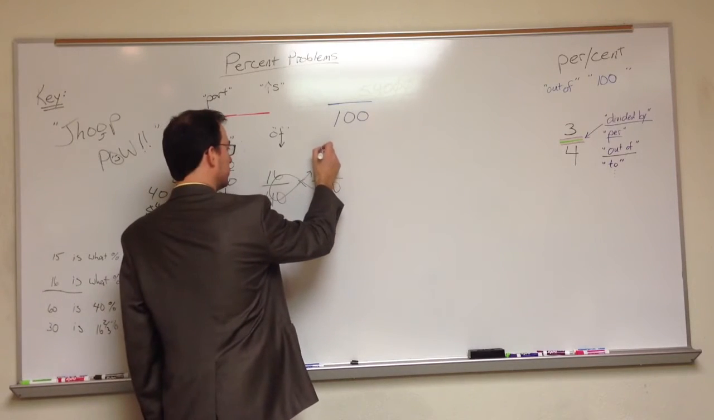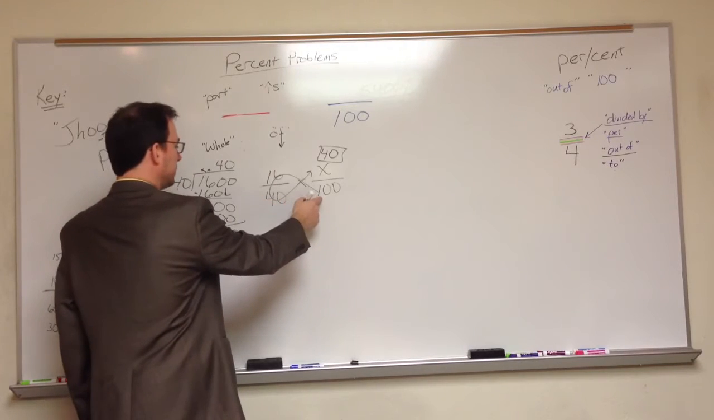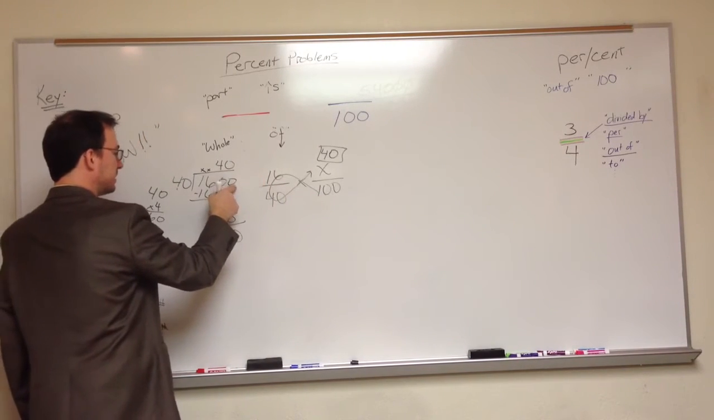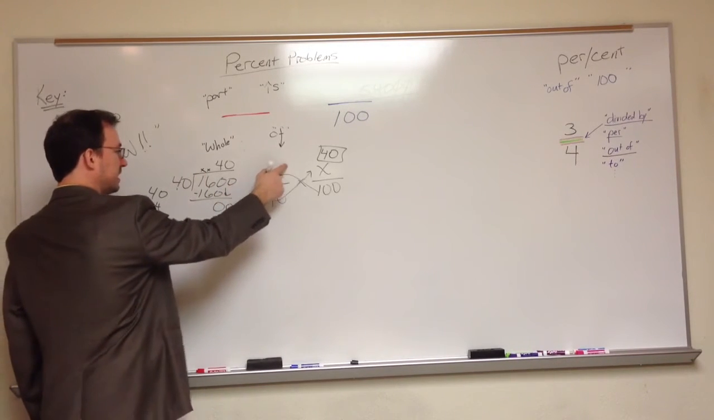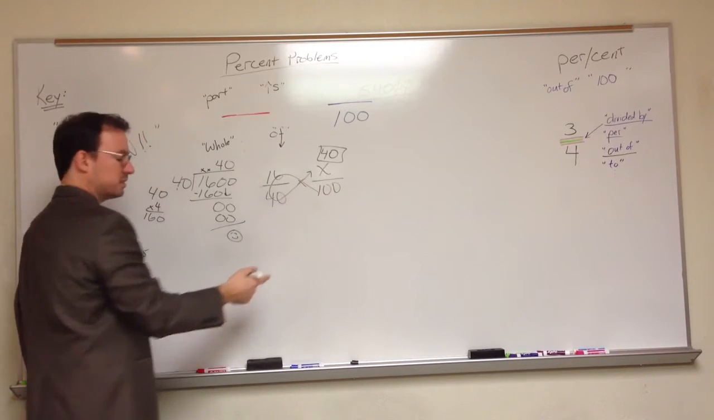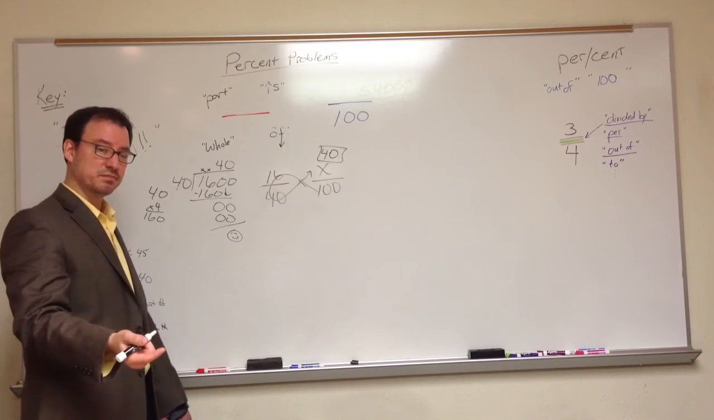16 is 40, whoops, 40% of 40. 100 times 16 is 1600. 1600 divided by 40 is 40. So 16 is 40% of 40, which sounds kind of weird, but there you go. It's easy. Anybody can do it.